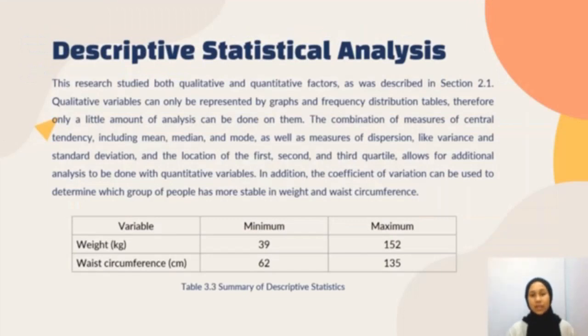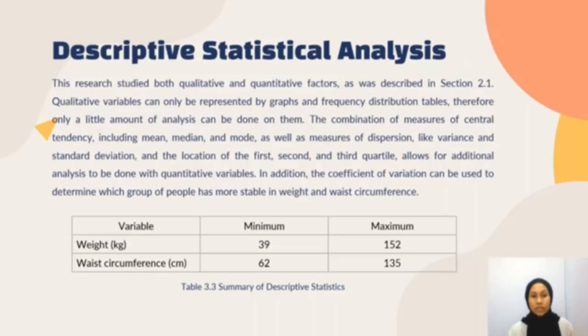This research studied both qualitative and quantitative factors, as was described in section 2.1. The combination of measures of central tendency, including mean, median, and mode, as well as measures of dispersion, like variance and standard deviation, and the location of the first, second, and third quartile, allows for additional analysis to be done with quantitative variables. In addition, the coefficient of variation can be used to determine which group of people is most stable in weight and waist circumference.